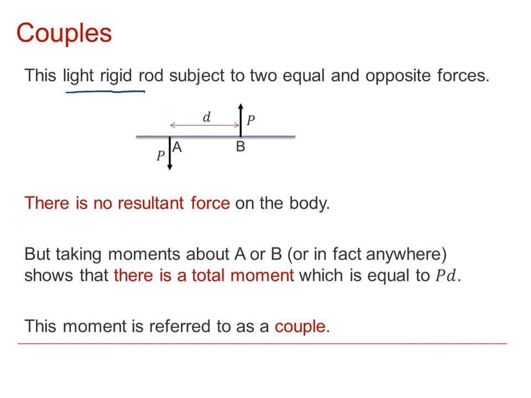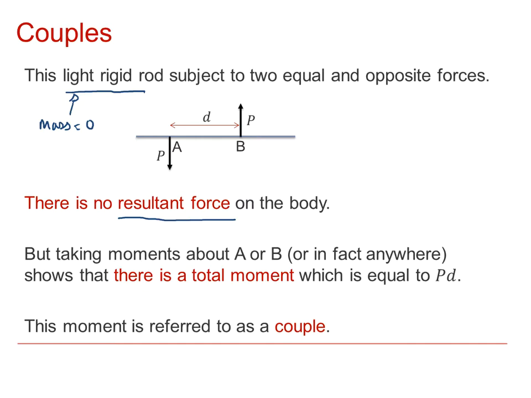Now by light, this means that we can consider the mass to be equal to 0. And if we've got equal and opposite forces, then obviously the resultant force in that direction is going to be 0. However, if we take moments, then we can see that these forces produce a moment.